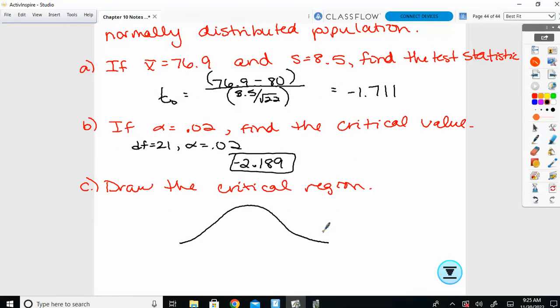So if I'm drawing this, we have this number, that's our critical region. And then we know we're doing less than. So basically anything in that we would reject. Was our particular t value in that window? No.